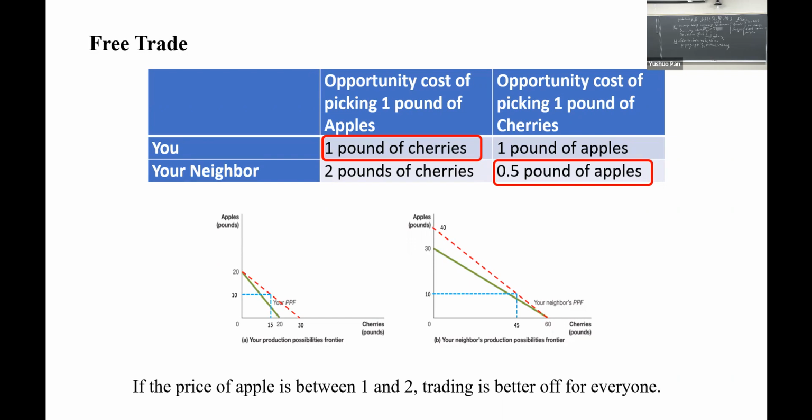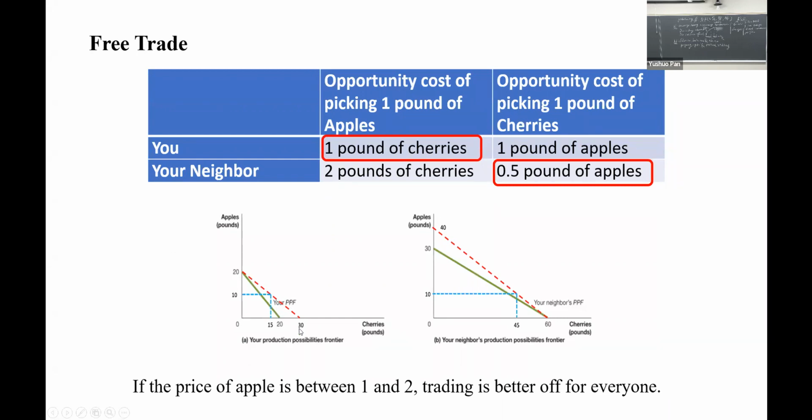Remember, we talked about the PPF. There are 2 ways to move the PPF outward. The first way is technological advance. The second is to improve or gain more resources. Here, we do not have more resources. We just have you and your neighbor, with the same amount of time as before. The only reason, which I talked about in chapter 2, to move your PPF outward this way is technological improvement or technological advance, right? And it moves only one part, not both parts. It's the technological advance in only one industry. That's what we learned in chapter 2.